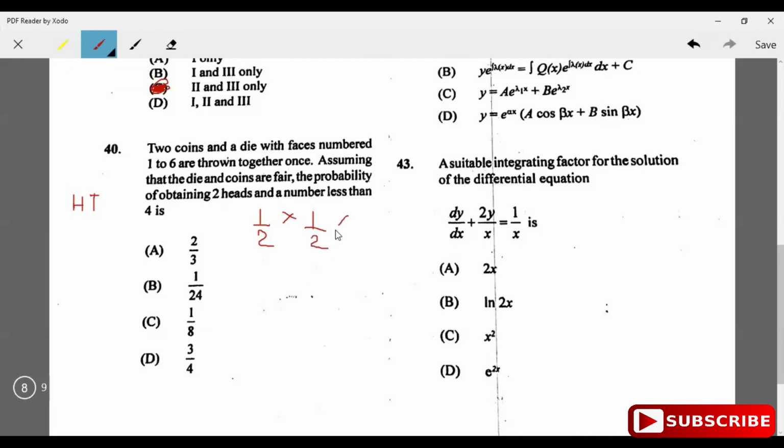Right. Then what's the chance of me getting a number that is less than 4? There are 3 numbers less than 4 out of 6. It's a half times a half times 3 over 6, which is 1 over 8. That's option C.